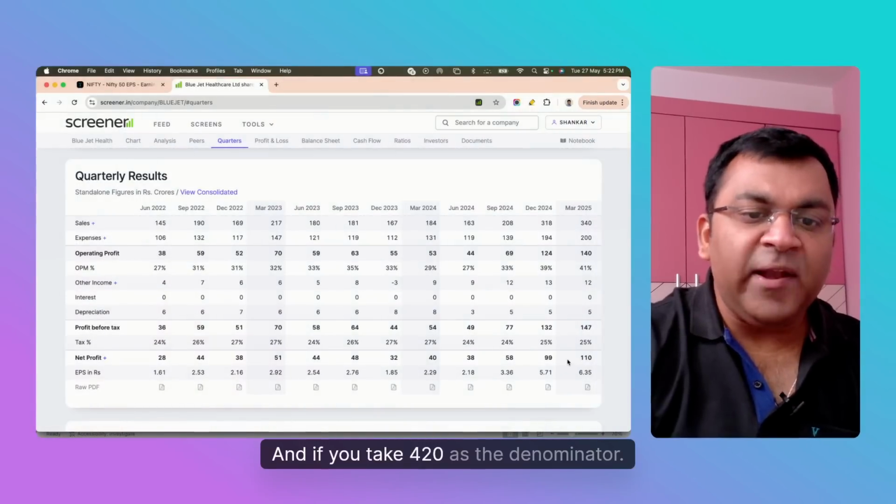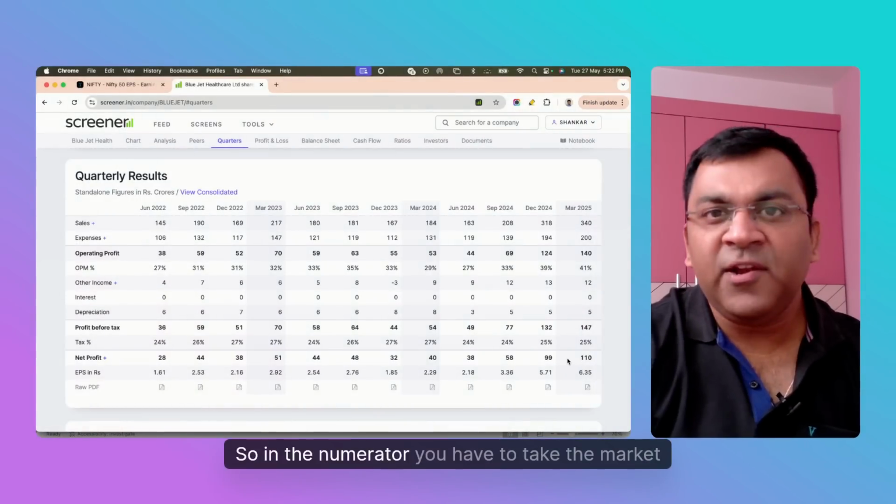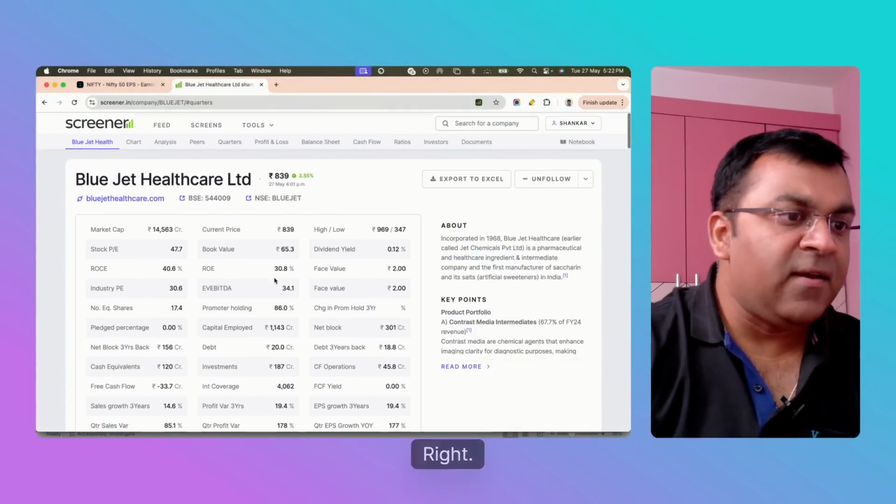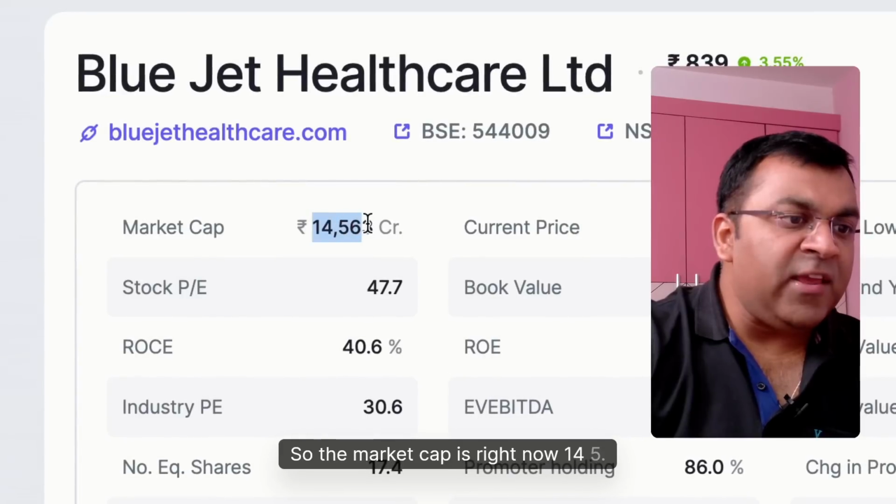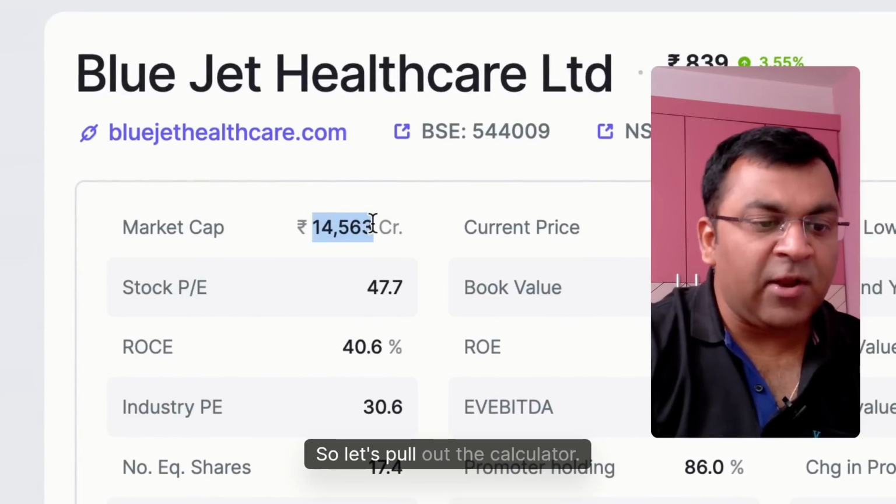It's a forward 6-month assumption that this company will do 420 crores of profit over a single year. And if you take 420 as the denominator, in the numerator you have to take the market cap of the company, right? So the market cap is right now 14,563. So let's pull out the calculator.